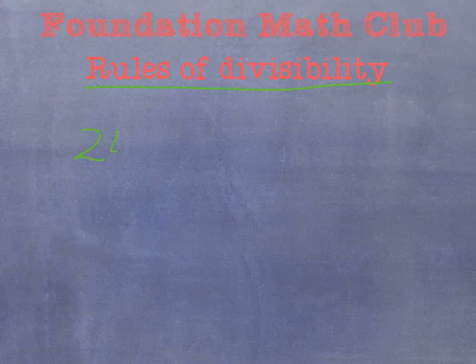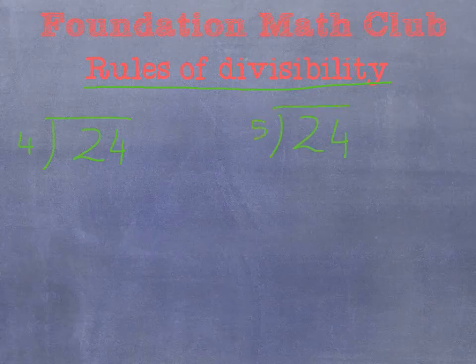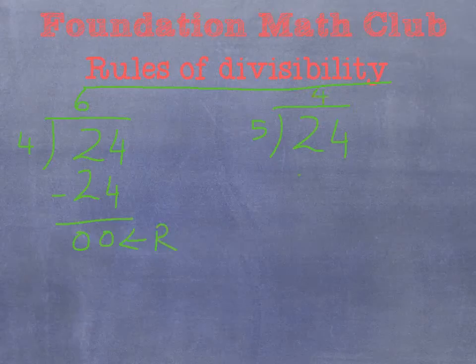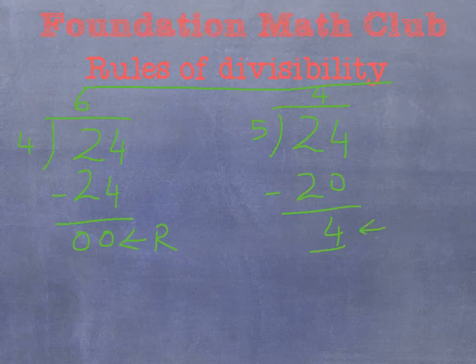Now let's take two examples, 24 divided by 4 and the other 24 divided by 5. Solving the first one, 4 times 6 is 24. On subtracting we get the remainder as 0. In the second one, 5 times 4 is 20. On subtracting, we get the remainder as 4.